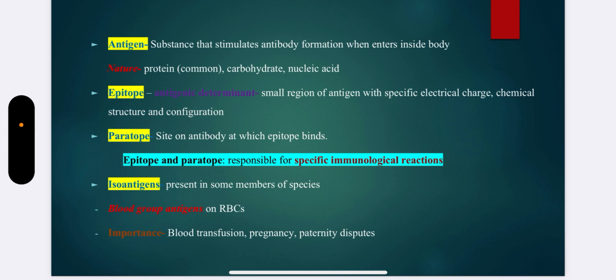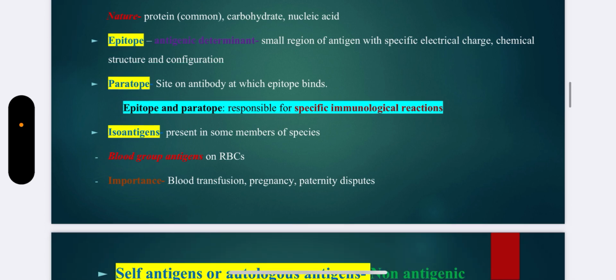Now a word about isoantigens. These are present in only some members of a species. For example, blood group antigens present on the RBCs of persons determine the blood group. We talked about these isoantigens.